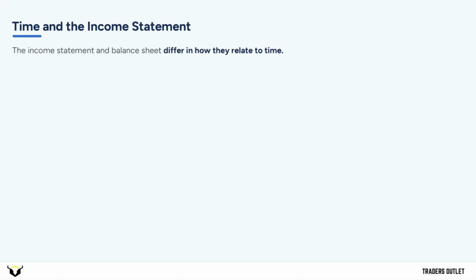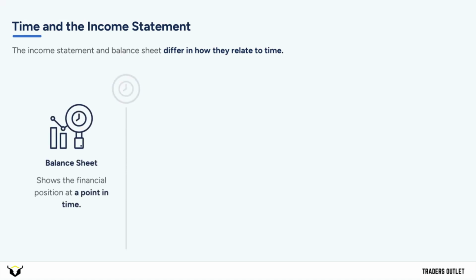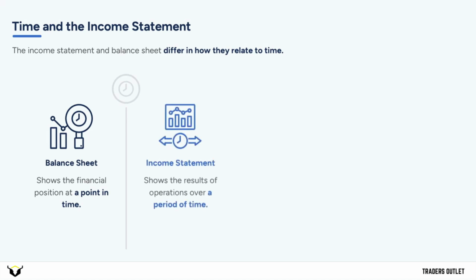There is one thing that makes the income statement very, very different from the balance sheet, and that relates to time. The balance sheet shows the position of a company at a point in time. You can think of it like a snapshot or photograph on one specific date. The income statement, however, shows the results of operations over a period of time. It captures all of the revenue and all the expenses that occurred during that specific period of time.